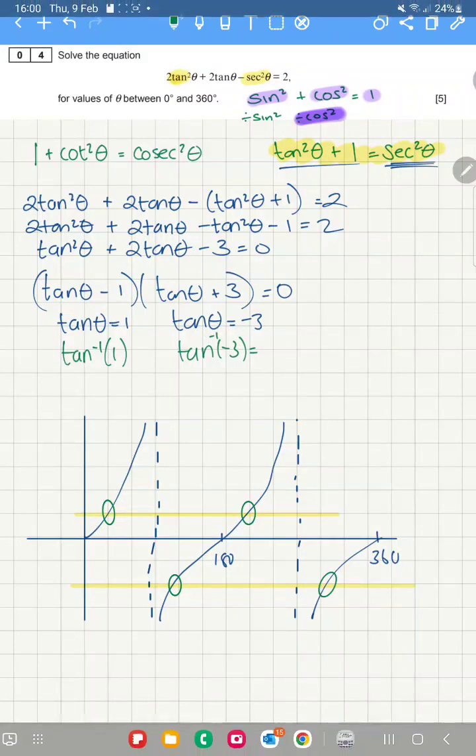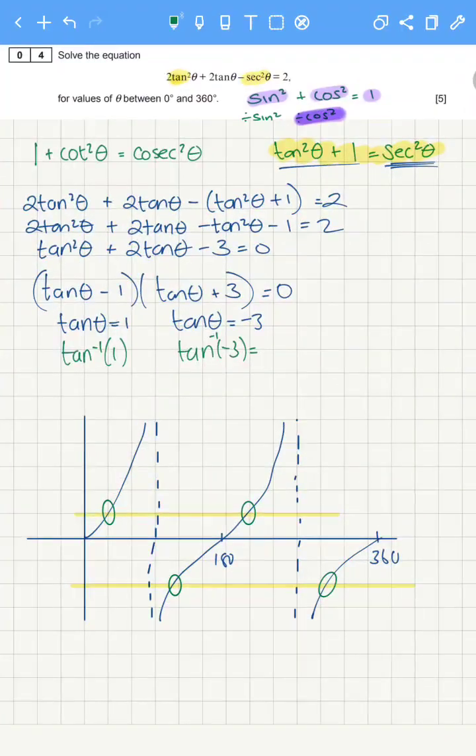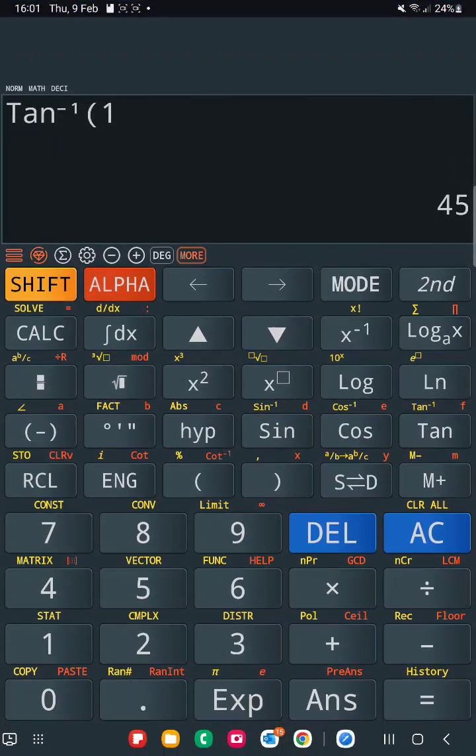Okay, so let's put that in our calculator. Shift tan 1 is going to be 45, correct? That's 45 degrees. So where the graph hits 0, the distance to the right is 45. For the next one you need to add 180 onto that, because you can see we're just 180 distance away. So 180 plus this 45 is 225.